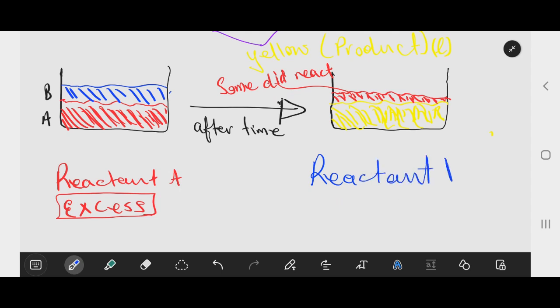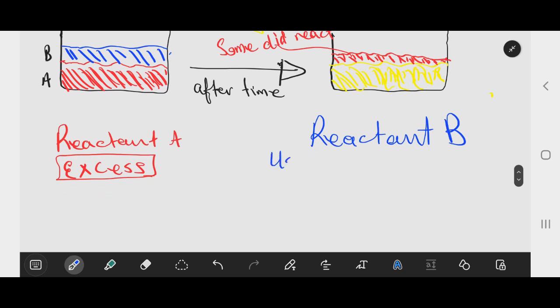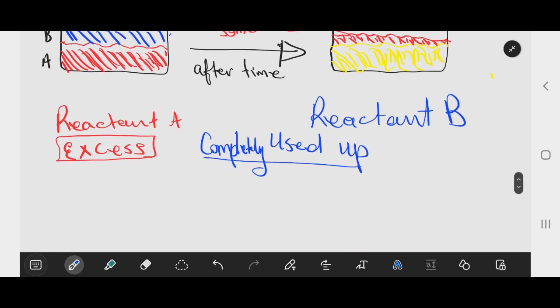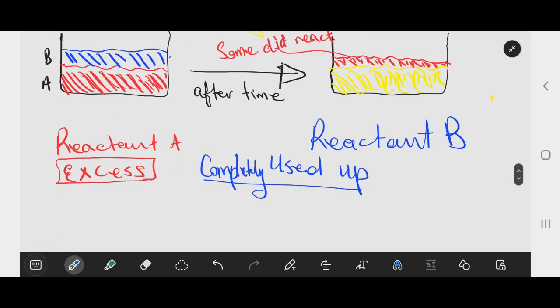So now, what can we conclude about reactant B? Reactant B was completely used up, because after the reaction was complete, we did not have any liquid B remaining in the container, right? We only had the product, which is yellow, which is a combination of A and B, right? But we also had some orange liquid that did not react. So that amount that did not react, that is the excess amount of reactant A, right?